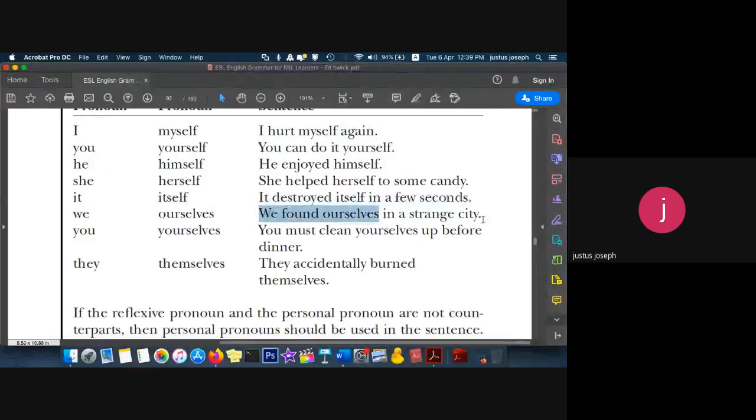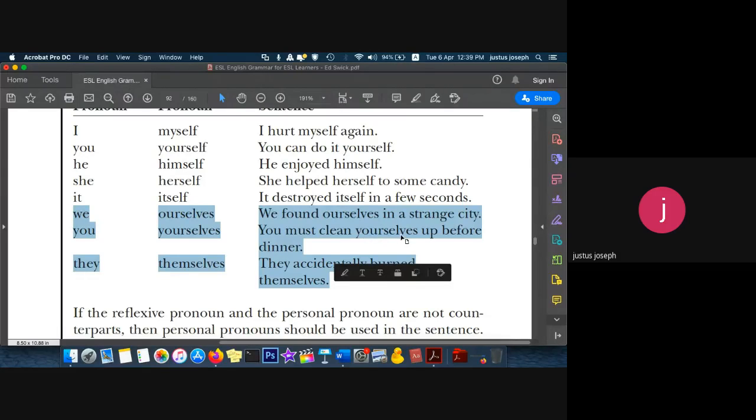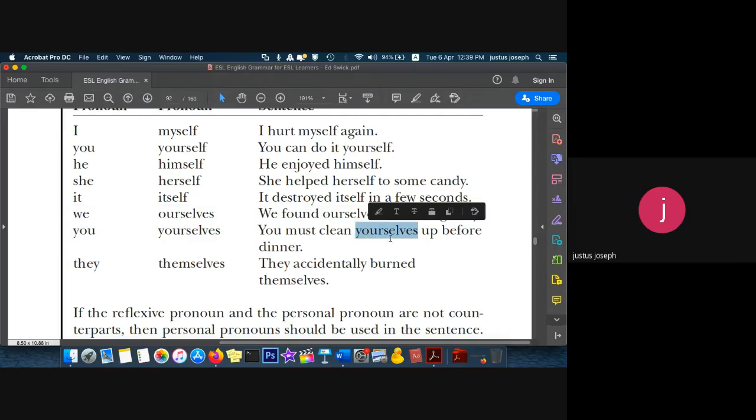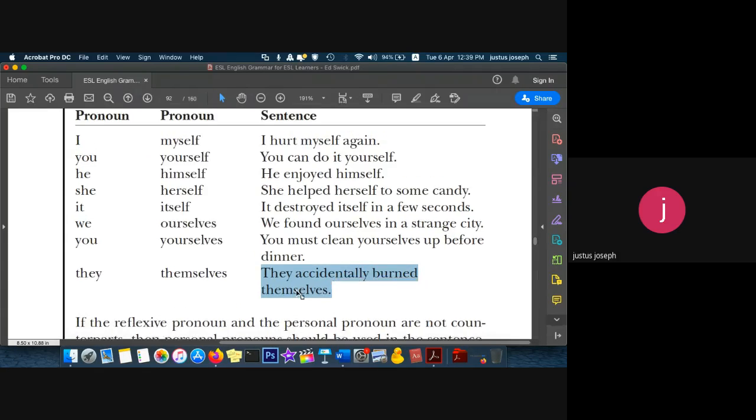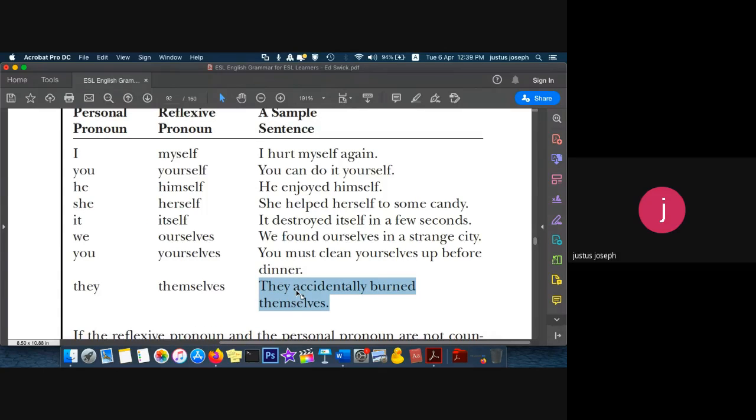Now I am talking about these guys. They are all plurals. You must clean yourselves up before dinner. Because of this word yourselves, we understood here you is not one person but many people. They accidentally burned themselves. I'm sure most of you know how to use these reflexive pronouns.